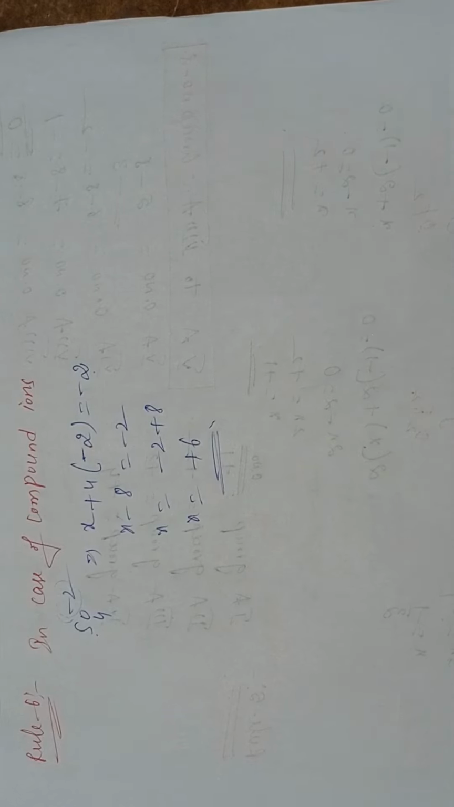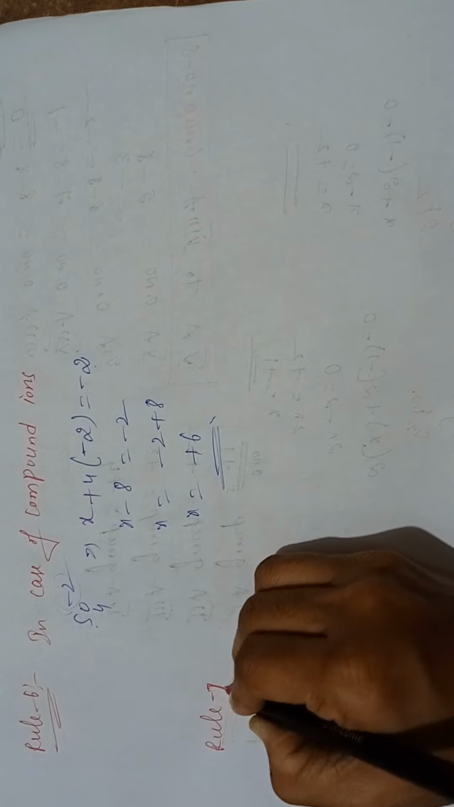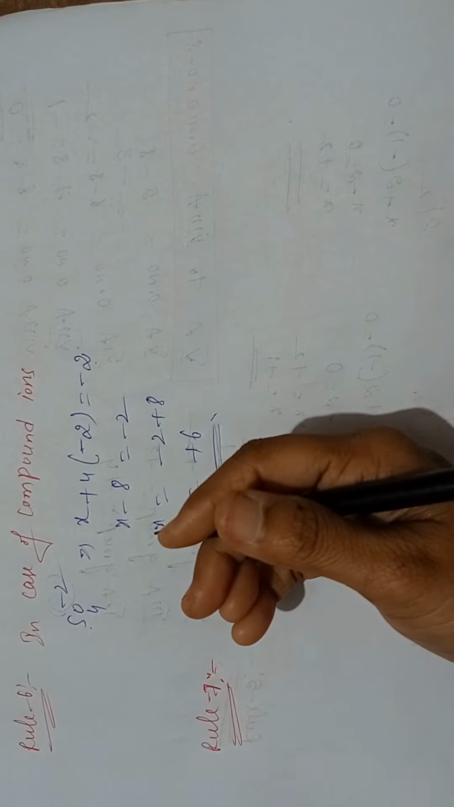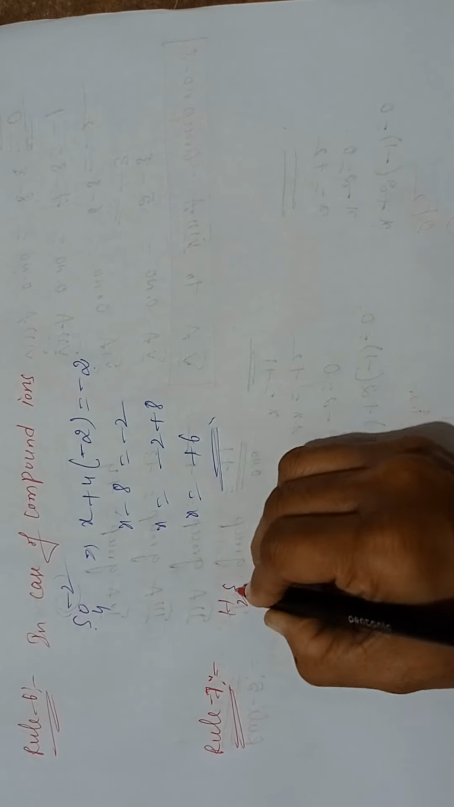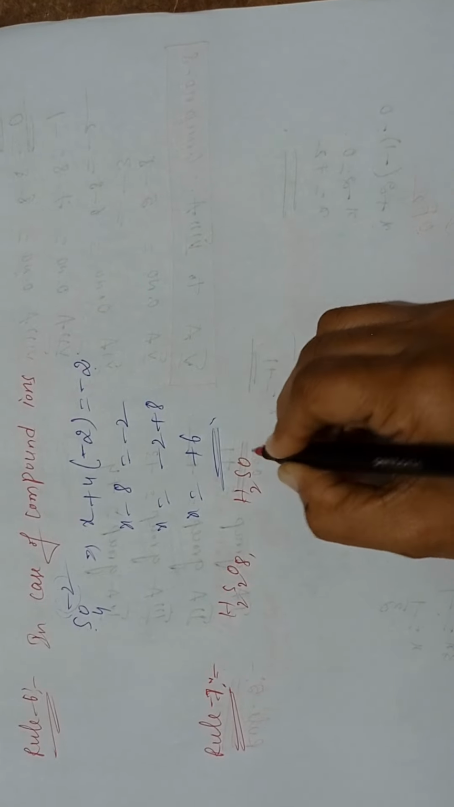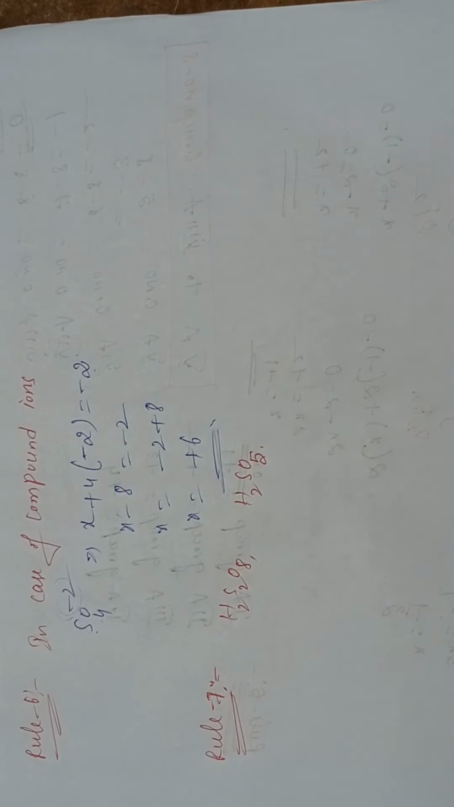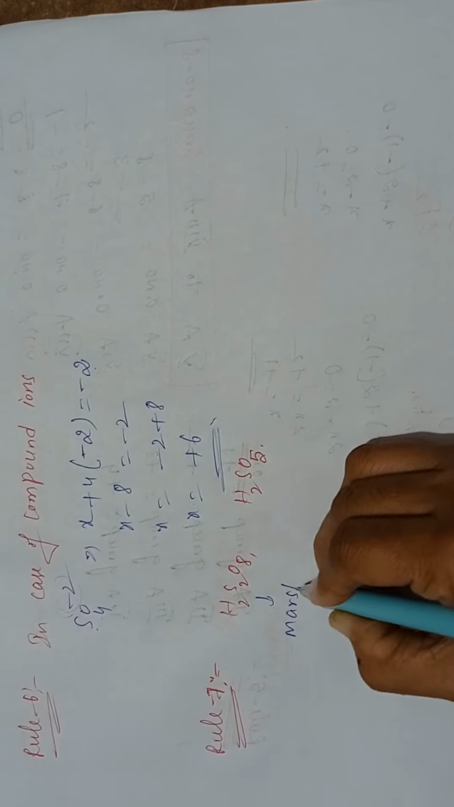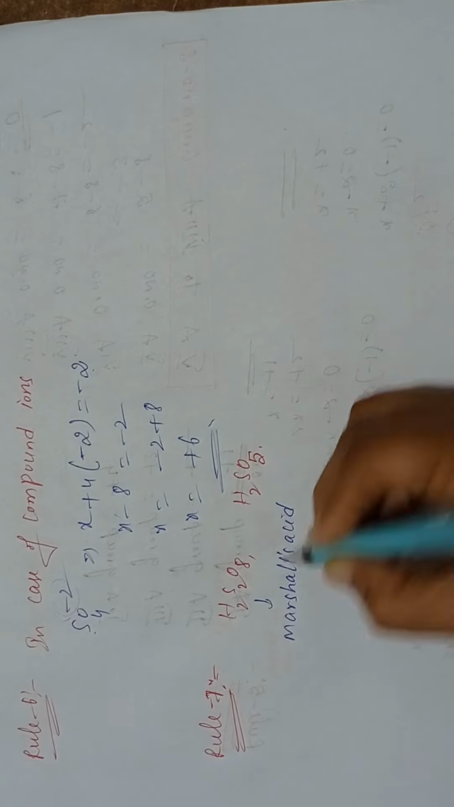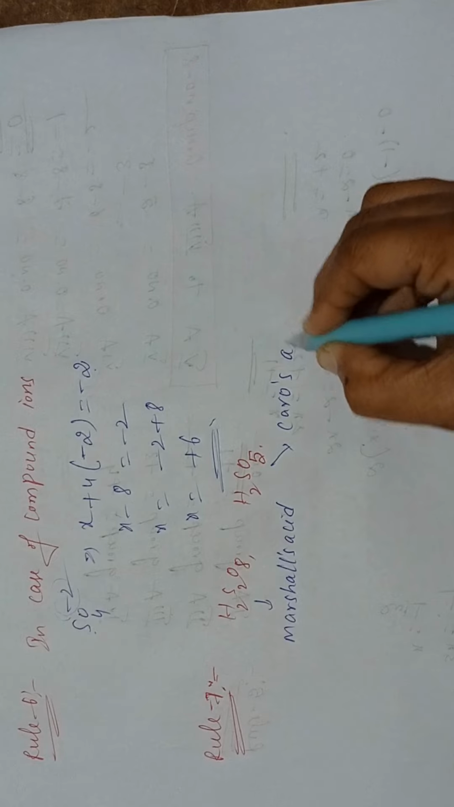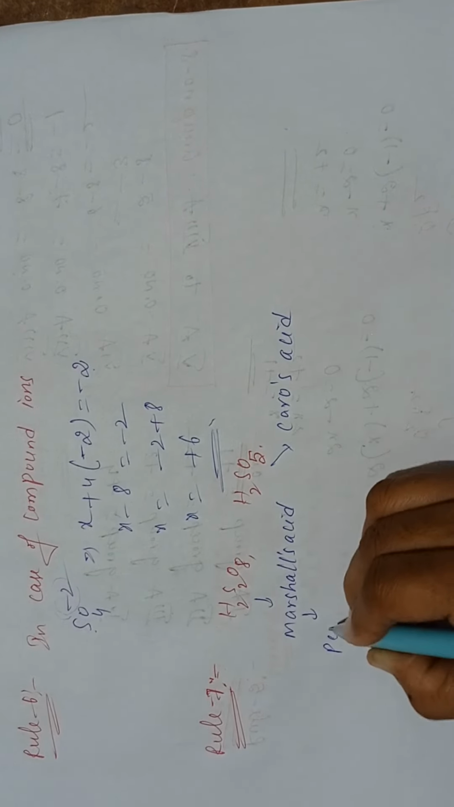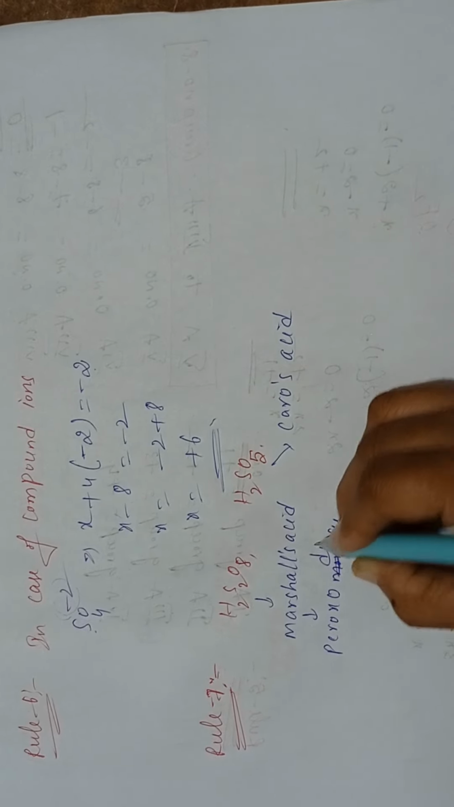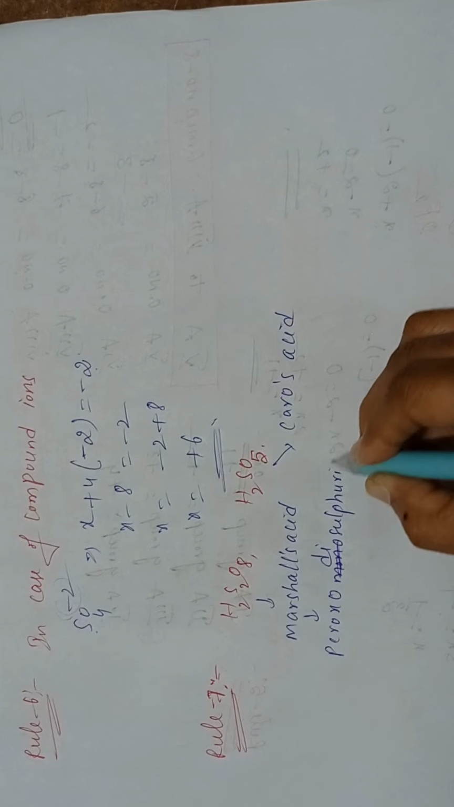Clear? Next, coming to rule 7, students. In rule 7 I am discussing H2S2O8 and H2SO5. These compounds are oxo acids of sulfur. This one is Marshall's acid, and this one is Caro's acid, also called peroxomonosulfuric acid. Sorry, H2S2O8 is peroxodisulfuric acid.